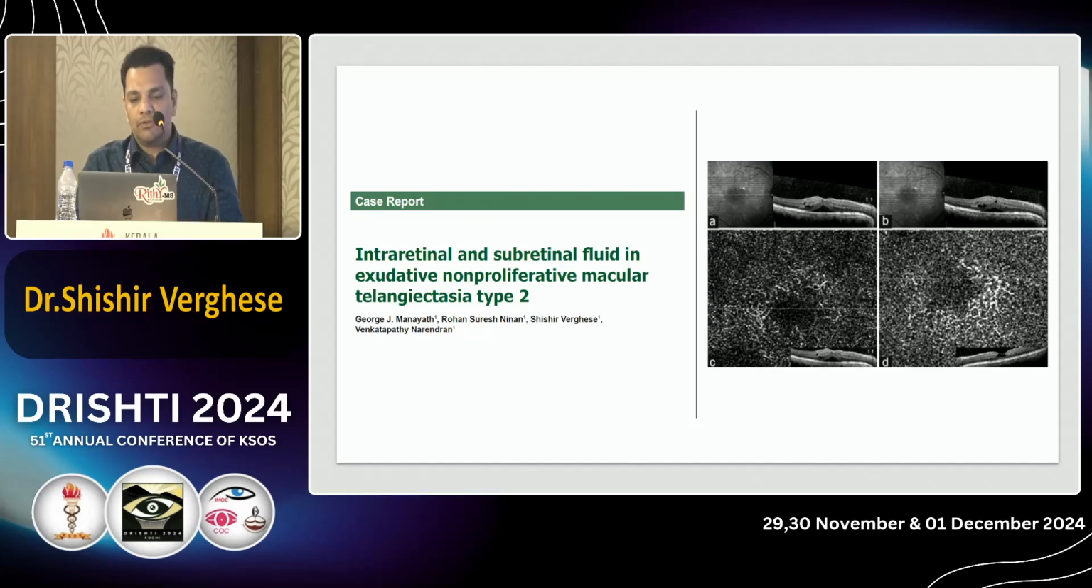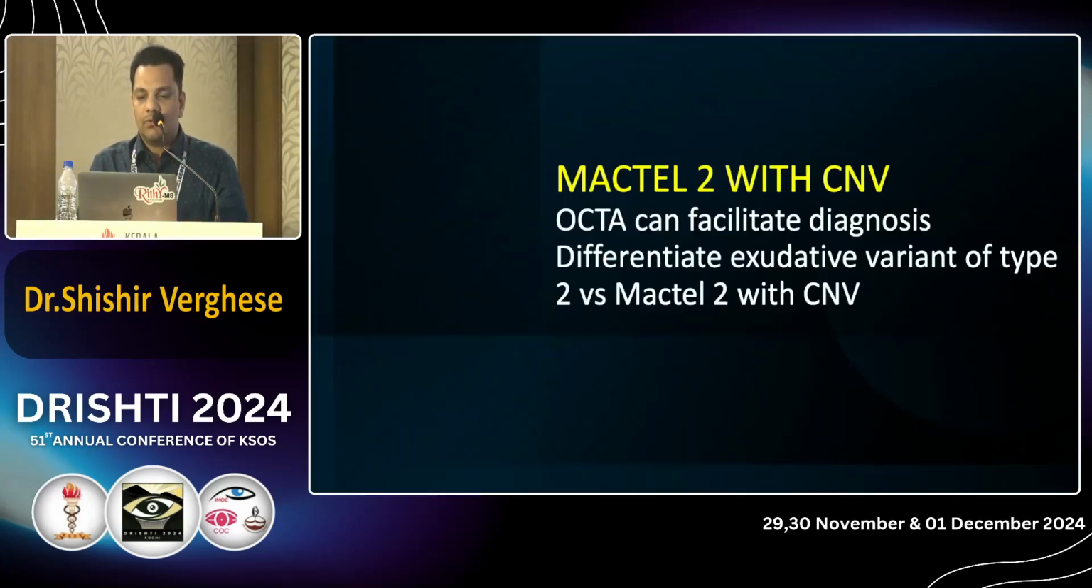So we have also studied the OCT angio on exudative MACTEL, that is without a CNV, and OCT angiography is really useful in differentiating these two entities, that is MACTEL2 with exudation and MACTEL2 with a CNV. So OCT can facilitate diagnosis. It can also differentiate exudative variant of type 2 MACTEL from MACTEL2 with a CNV.